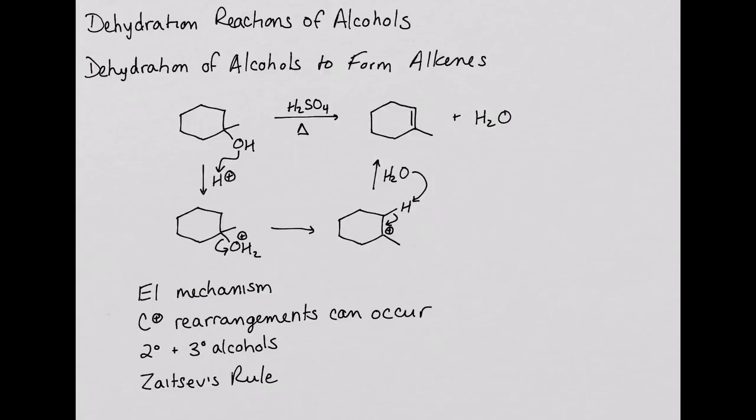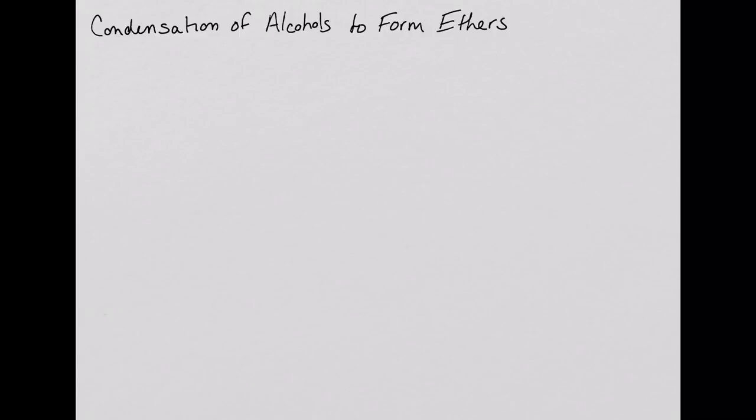The other dehydration reaction that we will discuss is called condensation. In particular, this is condensation of an alcohol to form ethers. In this reaction, the alcohol is treated with sulfuric acid and heat. Two molecules of alcohol come together to form the ether, with a loss of water. This is called a condensation reaction because it involves two molecules coming together with a loss of water.